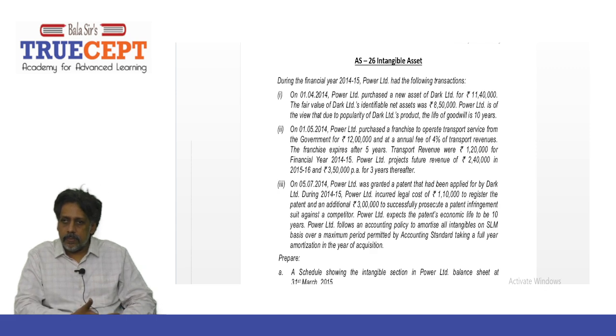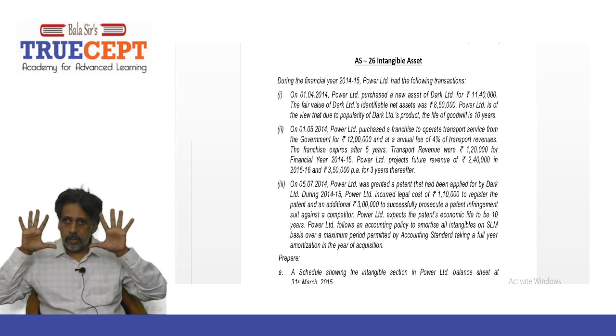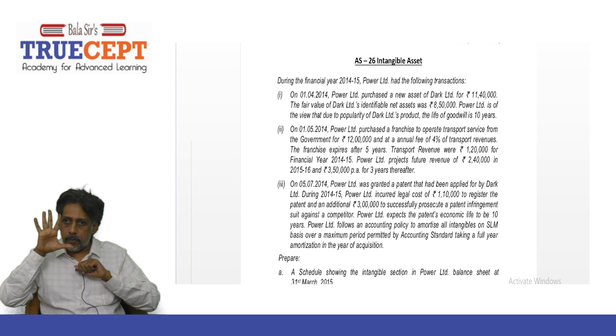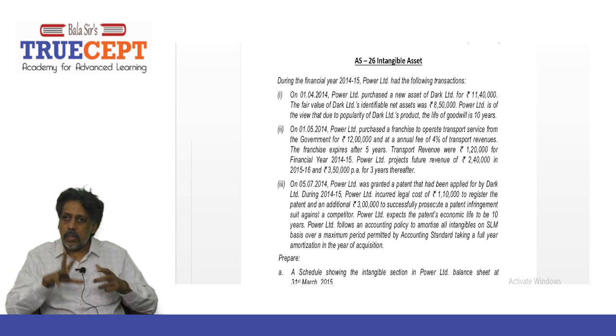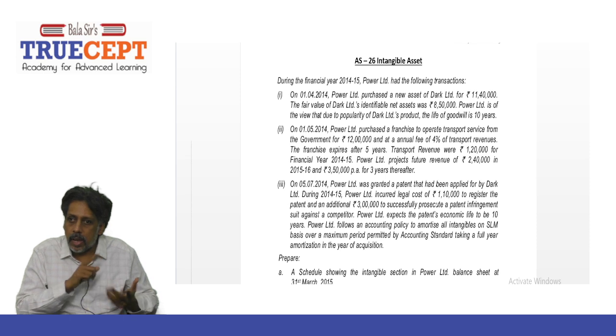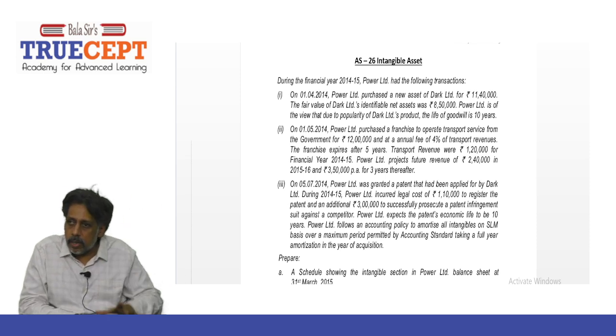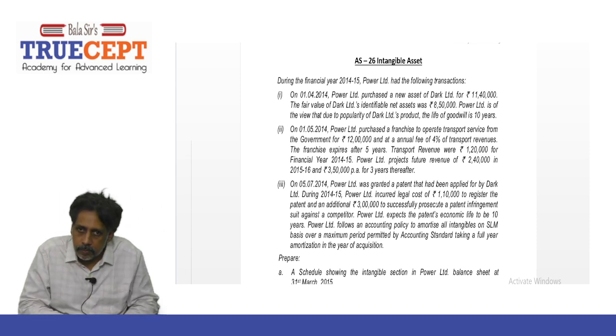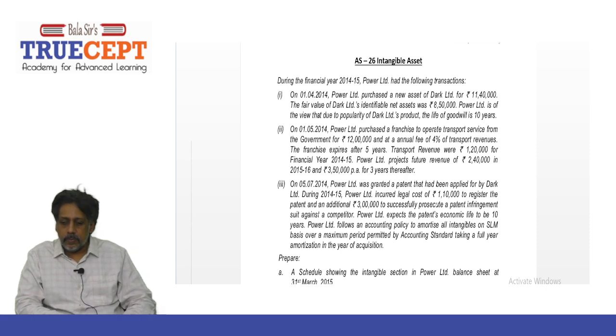So 2,90,000. Next, Power Limited is of the view that due to popularity of Dark Limited's product, the life of the goodwill is 10 years. 10 years given. But AS 14 says generally it's taken as 5 years unless a longer period can be justified. Justified why? Popularity of Dark Limited's product. You're going to enjoy their goodwill after acquisition.